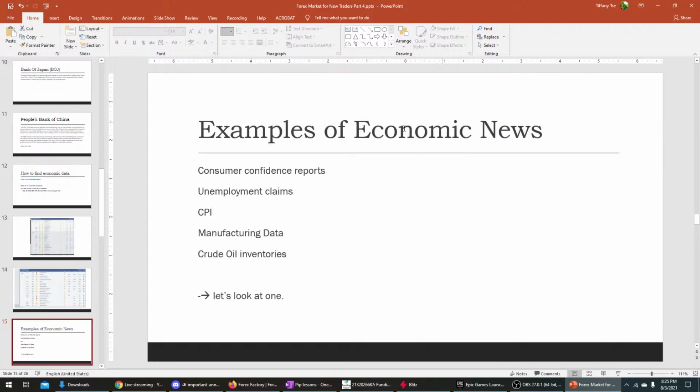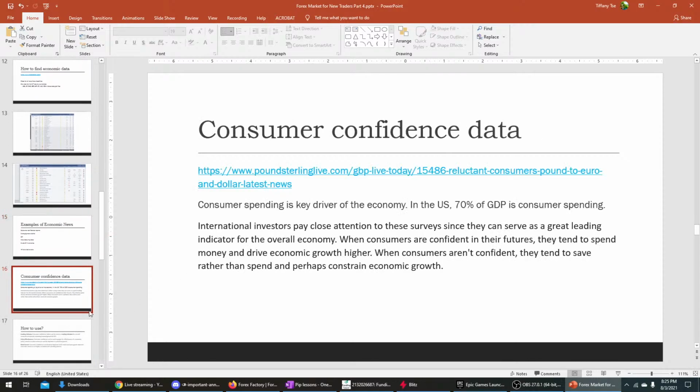Okay, so one bit on economic news. There's the Consumer Confidence Report, the unemployment claims, the CPI, which is the consumer price index, manufacturing data, and crude oil. We looked at a few, but we're just going to go in depth on one, so you can all look these up later. Consumer price index, consumer confidence data. I really say this about our economy in the United States, because we are a service economy. Consumer spending is a key driver of the economy.